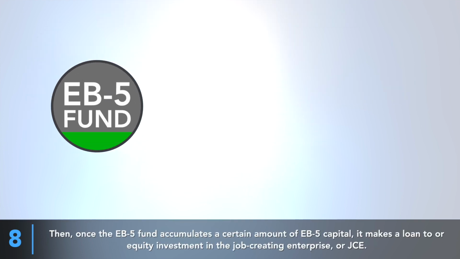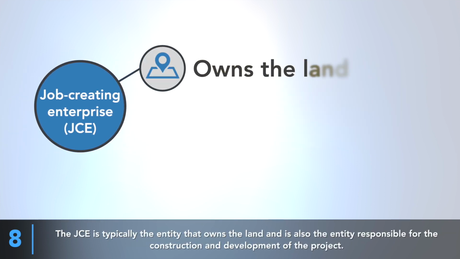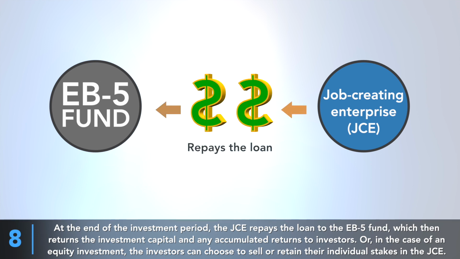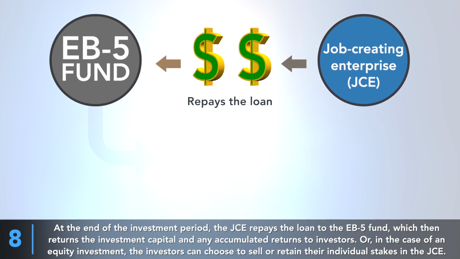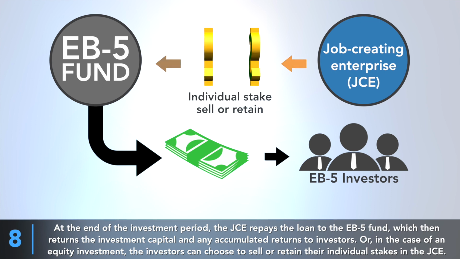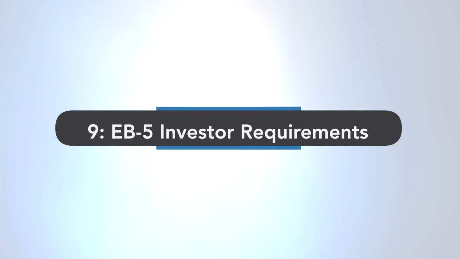Then, once the EB-5 fund accumulates a certain amount of EB-5 capital, it makes a loan to or equity investment in the job-creating enterprise, or JCE. The JCE is typically the entity that owns the land and is also the entity responsible for the construction and development of the project. At the end of the investment period, the JCE repays the loan to the EB-5 fund, which then returns the investment capital and any accumulated returns to investors. Or, in the case of an equity investment, the investors can choose to sell or retain their individual stakes in the JCE.